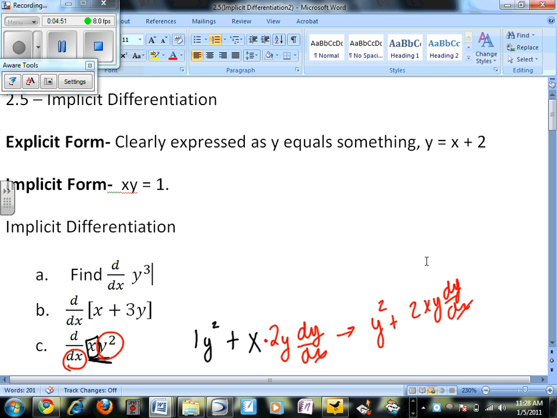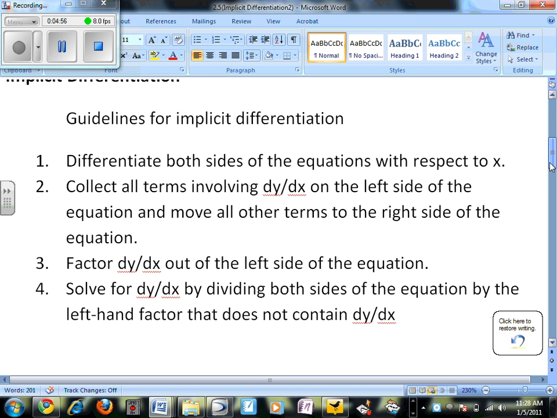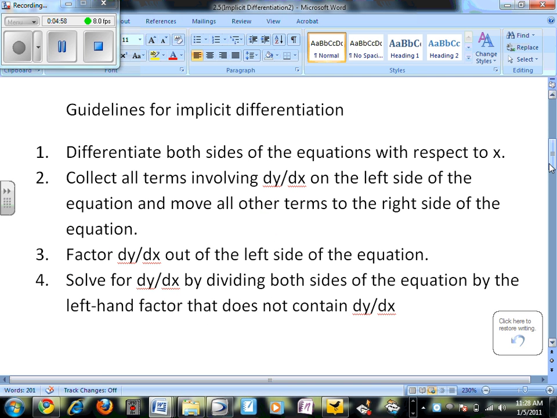All right. Moving on, I have a few guidelines here to solve for our dy dx. When we take implicit differentiation, it doesn't change what we're doing. When we take the derivative, we're still finding the instantaneous velocity. We're still finding the slope of the tangent line of this shape or curve that they gave us, this equation. So what we do is we differentiate both sides of the equation with respect to x.